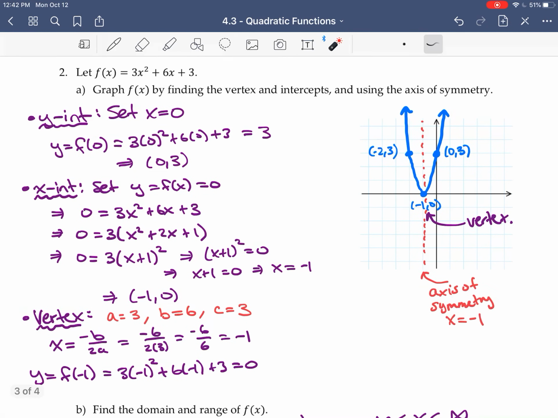We graphed it a different way than what we did in the previous example 1, using transformations. Here, we just found some points. We found the y-intercept and the x-intercept, which happened to also be the vertex of the parabola. Then we used the fact that the symmetry for this parabola goes through the vertex to find this other point, -2, 3.